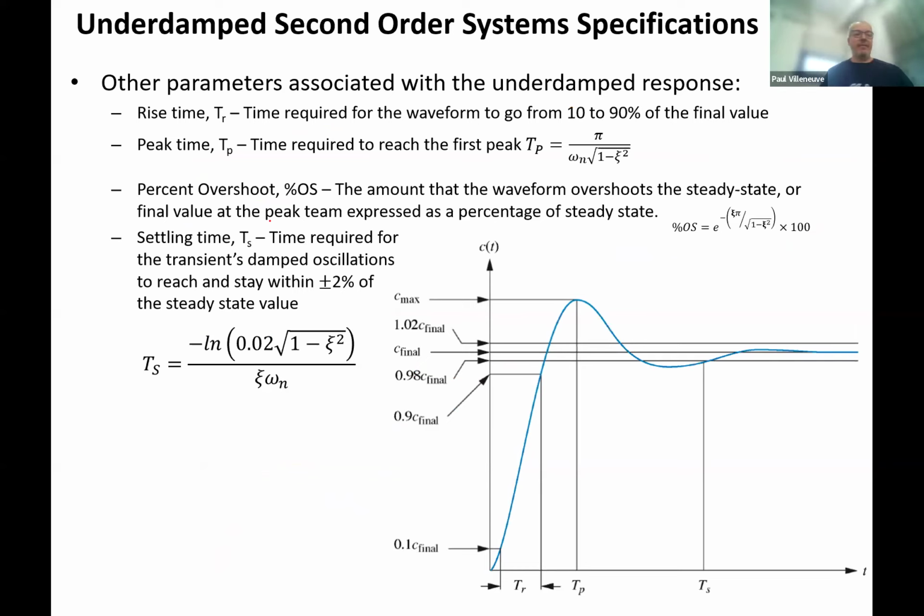Rise time. Settling time. Exactly what we had before. But in a second order system, if it's underdamped, we have the ability of overshooting our steady state value. So at this point, we have to calculate how much time it takes to reach our peak time, and then how much it overshoots our nominal value. So our peak time equation is here: pi over omega n times the square root of 1 minus zeta squared. And then our percent overshoot.